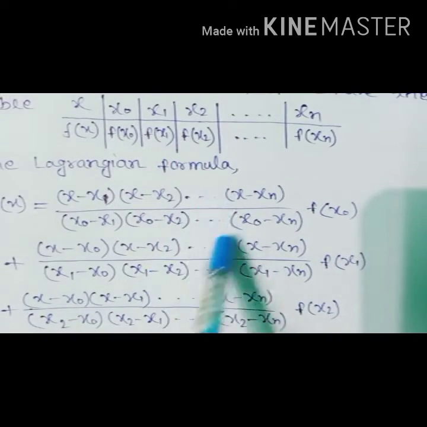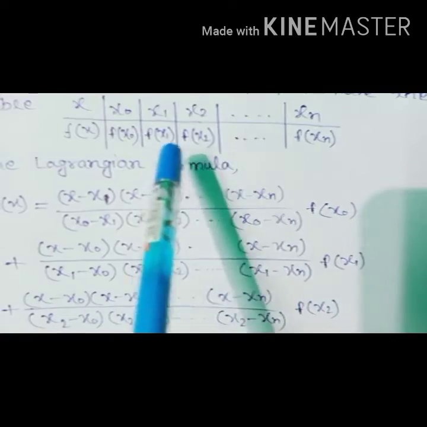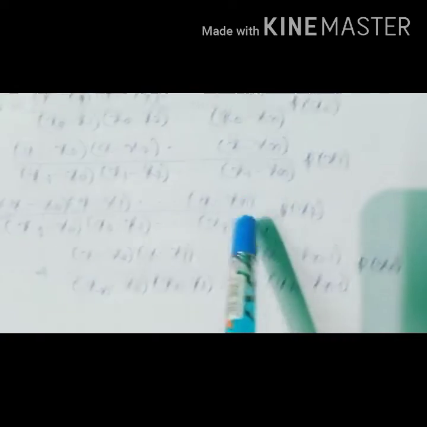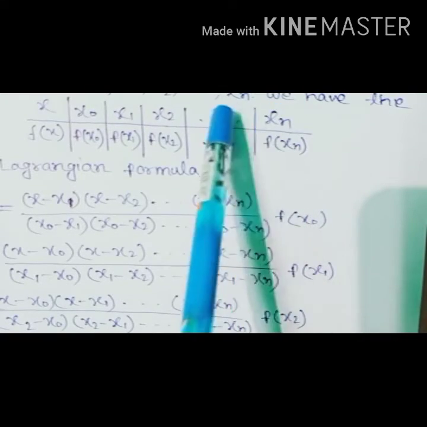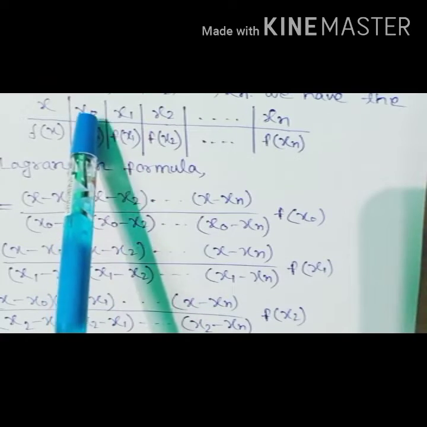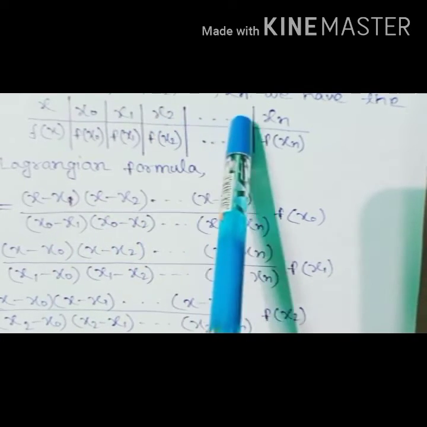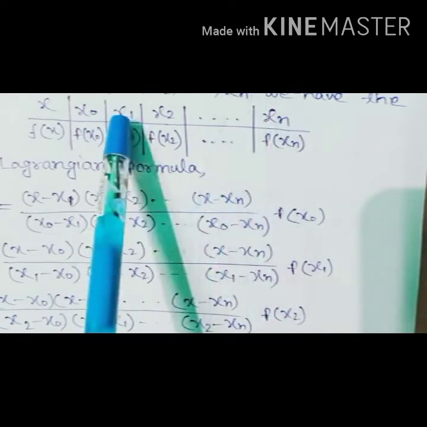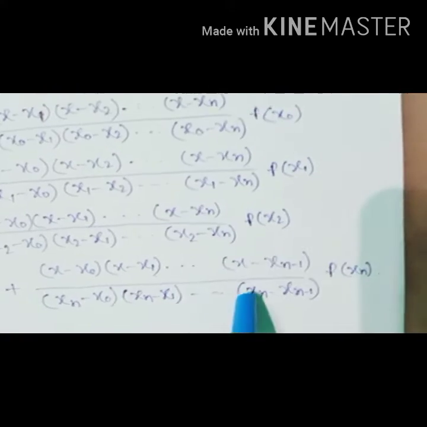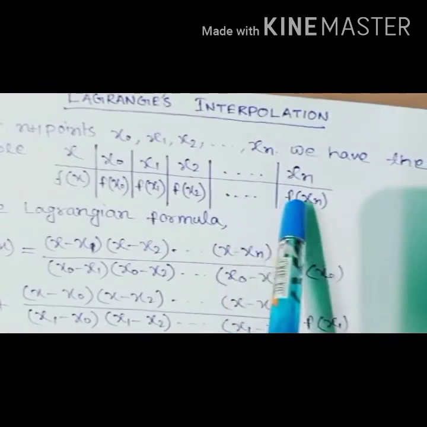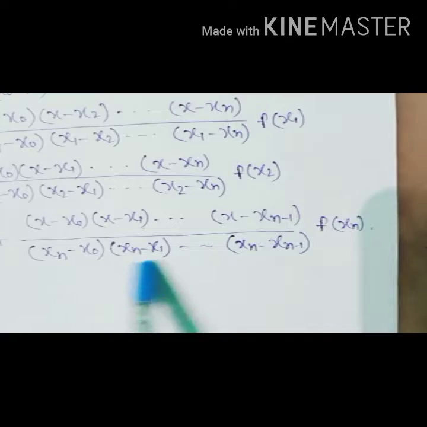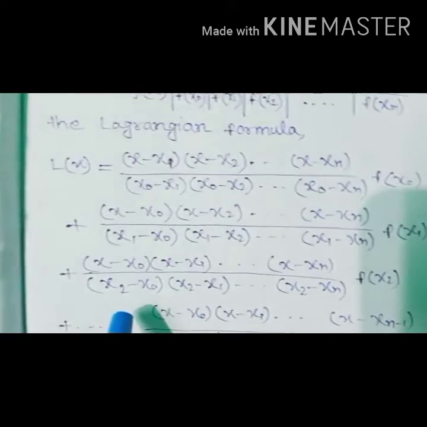Continuing this pattern, the same pattern I have written for xn. In the case of xn, except this xn you have to write all the remaining points: x minus x0, x minus x1, x minus x2, up to x minus xn minus 1, divided by xn minus x0, xn minus x1, up to xn minus xn minus 1, into the corresponding value fxn. So this is our last term. This is the basic Lagrangian formula.